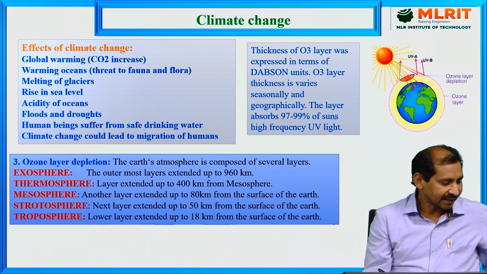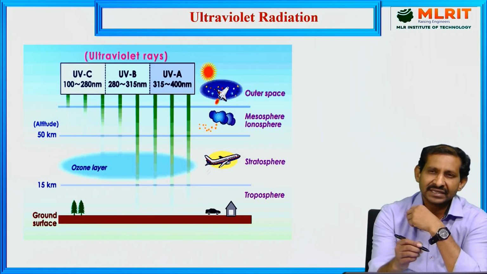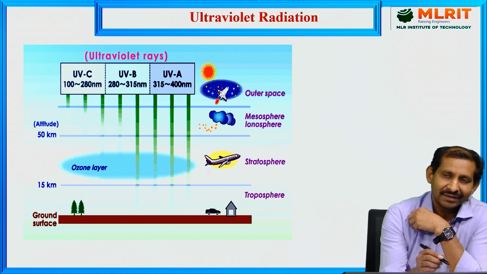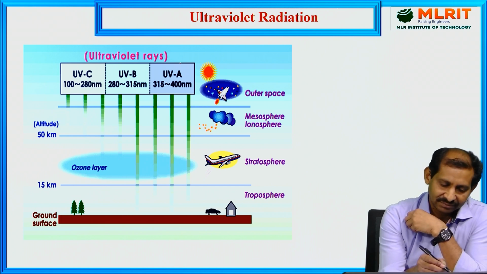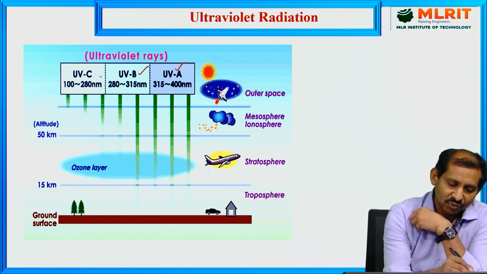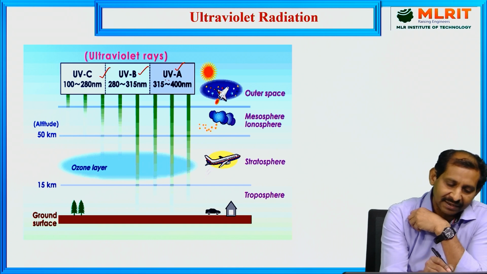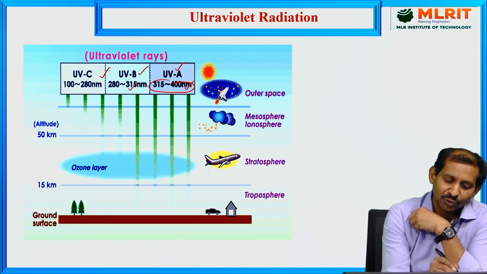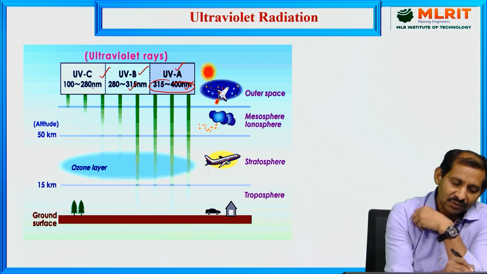Now coming to the next slide, we are going to look at UV light radiation. The UV rays are classified as UVA, UVB and UVC radiation, with different wavelengths. UVA is 315 to 400 nanometers, UVB is 280 to 350 nanometers, and UVC is 100 to 280 nanometers.